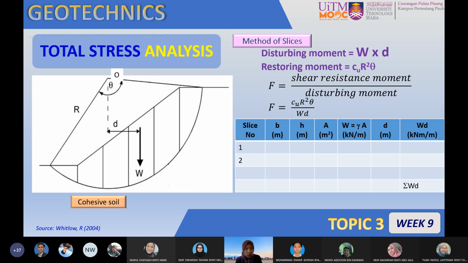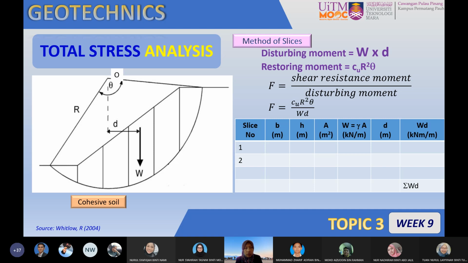It is recommended to divide the W into equal widths. For example, from here to here is 2 meters, and then the width of the next vertical slice is the same, 2 meters. Same goes to the final one here. The formula is still the same. The only difference is that you need to tabulate a table to find the final answer for the shear resistance moment and also the disturbing moment.